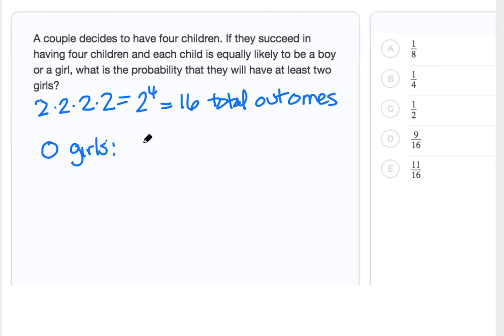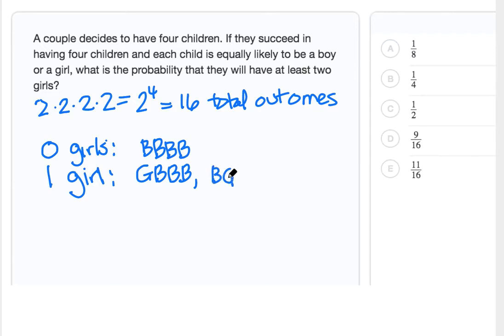Well, the only scenario where we're going to have 0 girls is if we have 4 boys in a row. So there's 1 possible outcome for 0 girls. Now, let's look at the cases where we would have 1 girl. That can happen if we have a girl followed by 3 boys, or a boy, then a girl, followed by 2 boys, and you get the idea. Another outcome would be B, B, G, B, and finally the last outcome for this case would be B, B, B, G. So you can see that there are 5 possible outcomes for 0 or 1 girl.